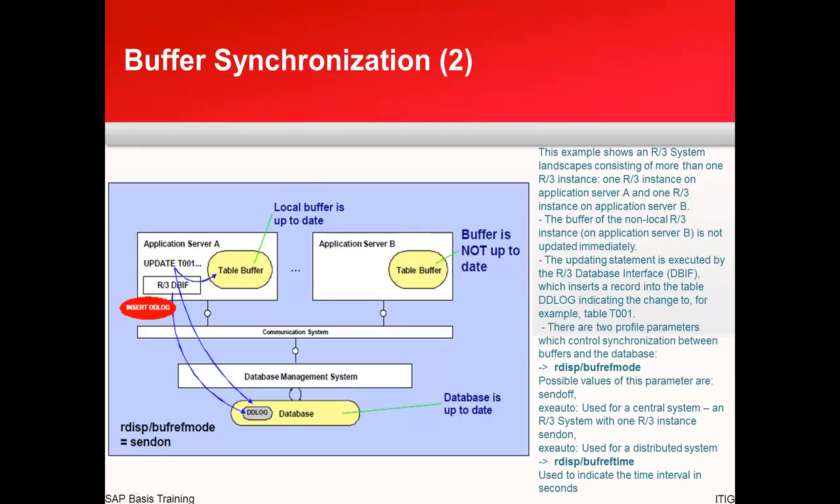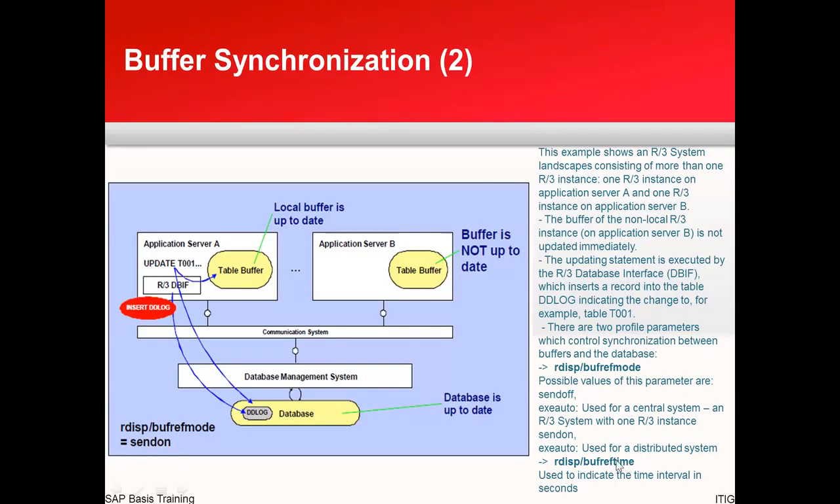The update statement is executed by the R3 database interface, DBIF, which inserts a record into the table DDLOG indicating the change to, for example, table T001. There are two profile parameters, basically the buffer mode, rdisp/buffermode, and the possible values for this parameter are sendoff, sendexec, and auto, used for a central system.